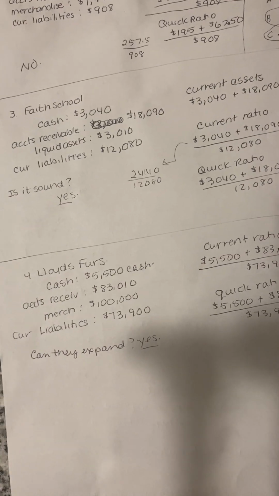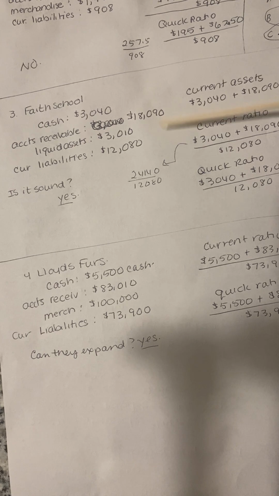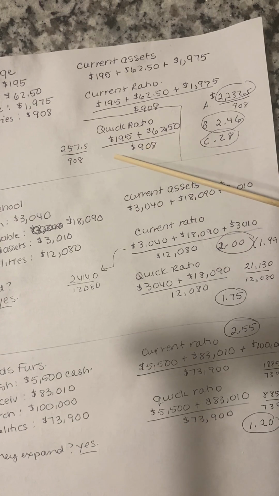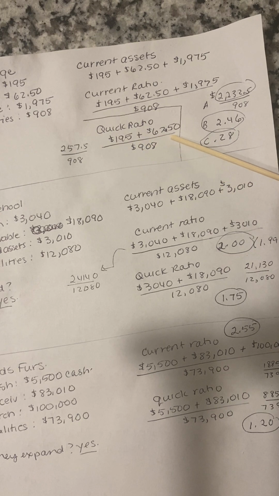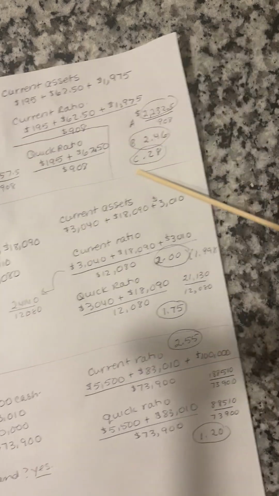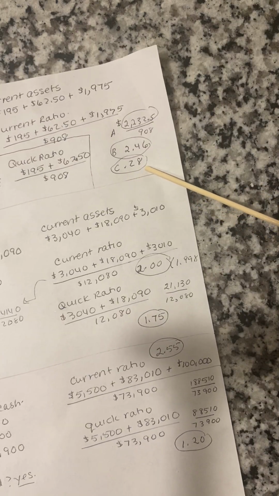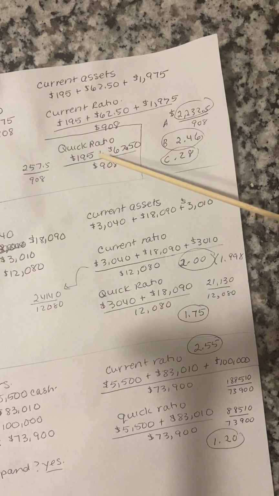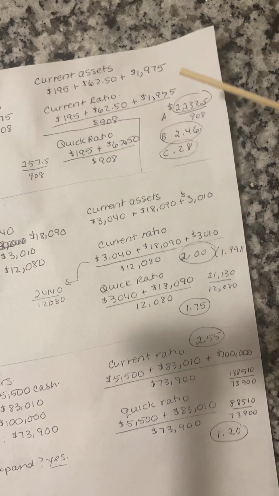But here's another one. Just basically, I'm going to go over this. You got your cash, you got your accounts receivable, and your liquid assets. You're going to add all those to get your current ratio. Oh, and this one was the quick ratio. They wanted the quick ratio. So 195 plus 6250 divided by 908. And as we divided those, we only got 0.28, which was not enough. So the quick ratio is no for that one. I see what I did.